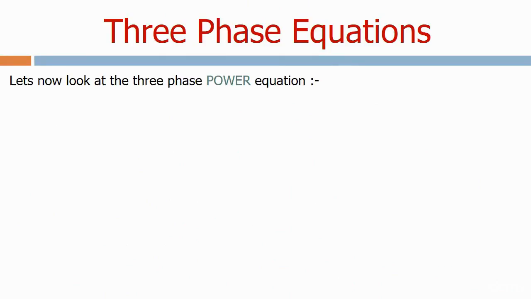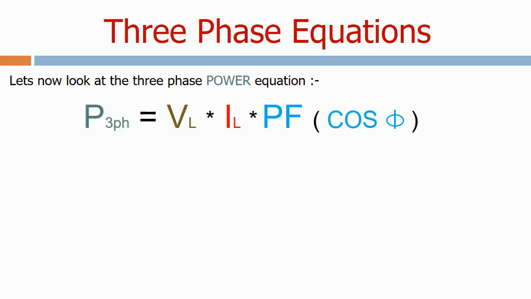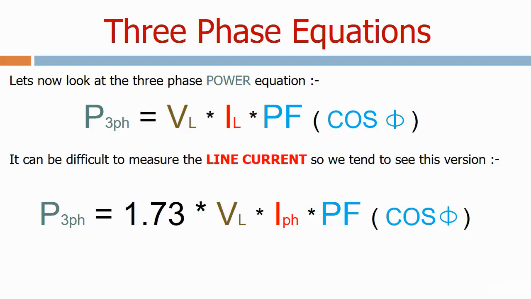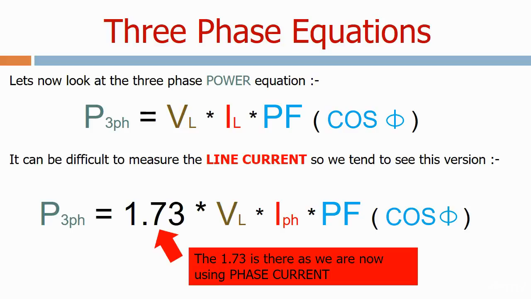Let's now look at the three-phase power equation. Three-phase power is V line times I line times the power factor. It can be difficult to measure the line current, so we tend to see this version instead. Three-phase power is 1.73 times V line times I phase times the power factor. The 1.73 is there as we are now using phase current instead of line current.